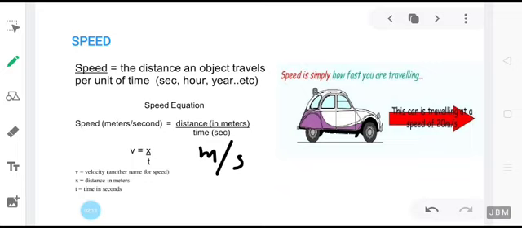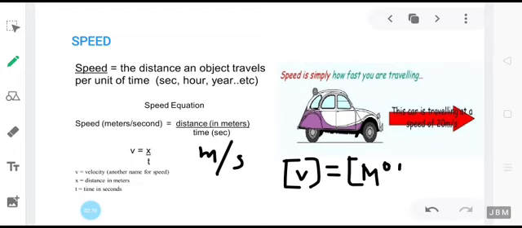The dimensional formula for speed is M to the power 0, L to the power 1, T to the power minus 1.